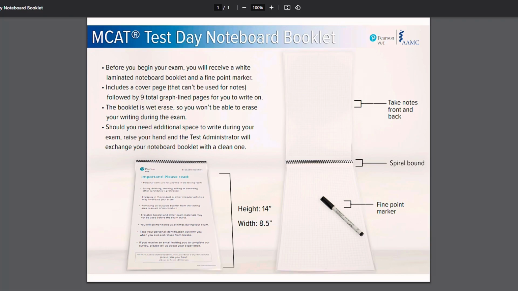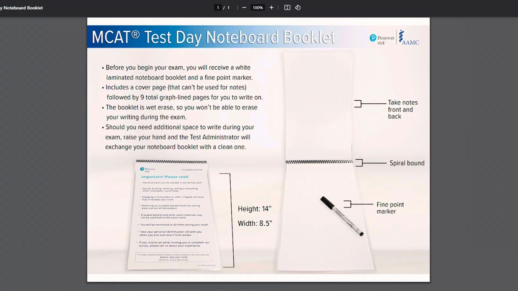And then lastly, there is the MCAT test day notebook booklet. Here's an image of what it looks like. You'll get this notebook before your exam. It'll have 9 total graph line pages where you can write notes, do calculations, etc. If you need more space than what's provided in the notebook booklet, you can raise your hand and the test administrator will exchange your booklet with a new clean one.